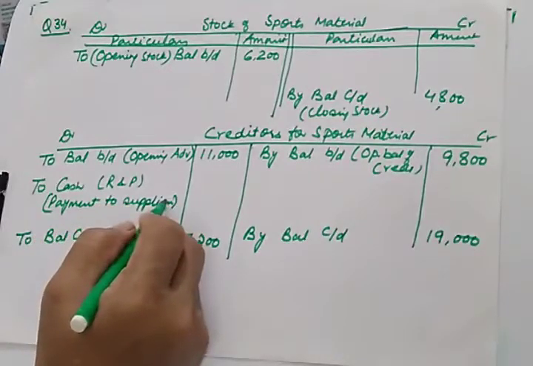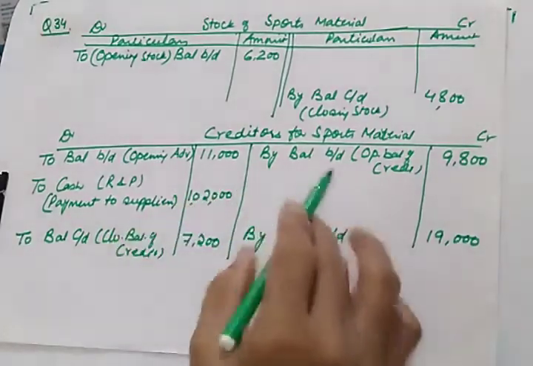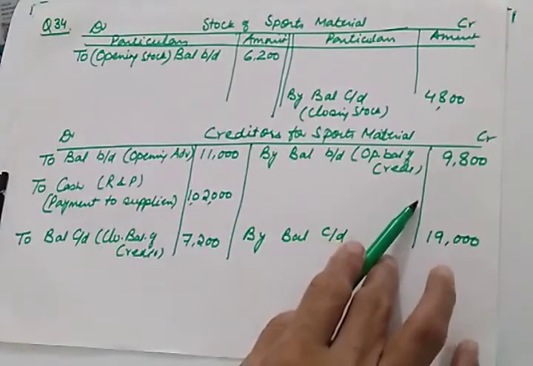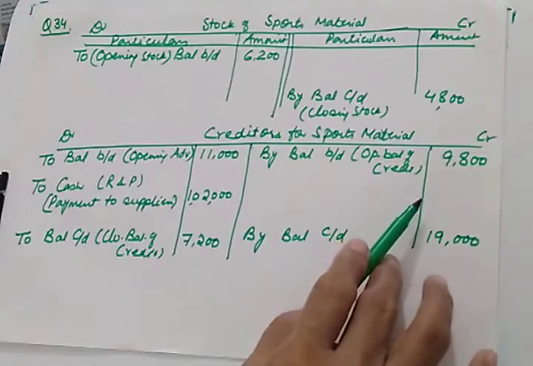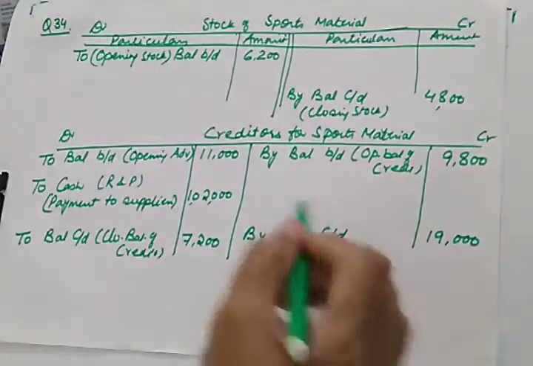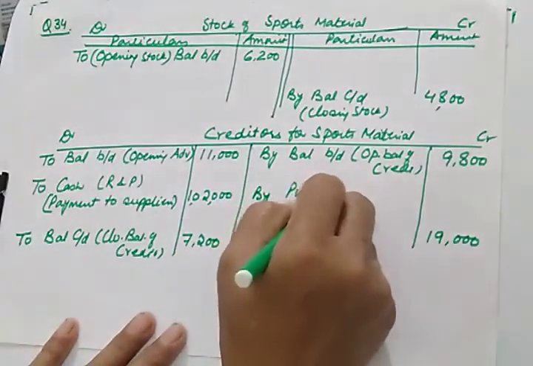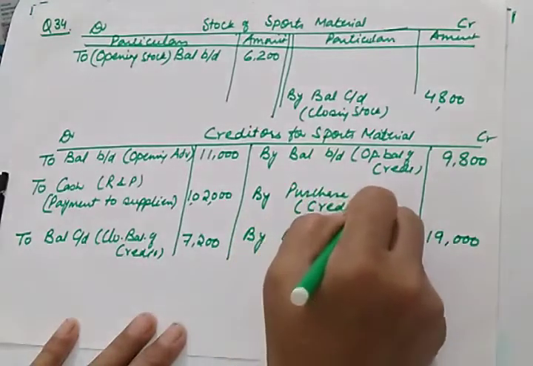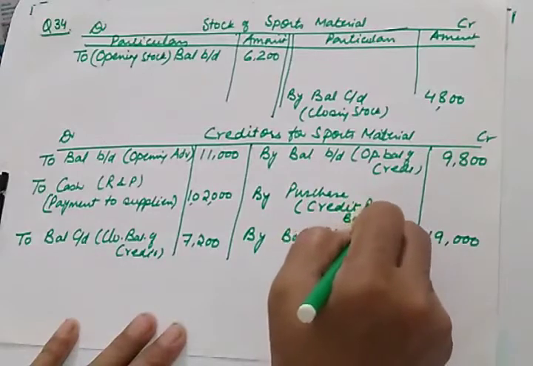So this is 1,02,000. So you can easily calculate this missing figure, which will be credit purchase. And you know the journal entry for credit purchase, it is purchase account debit to creditors. So the posting will be here. So here by purchases, in the bracket you can mention credit purchase, and this will be the balancing figure also.